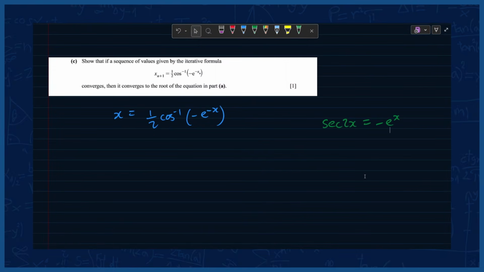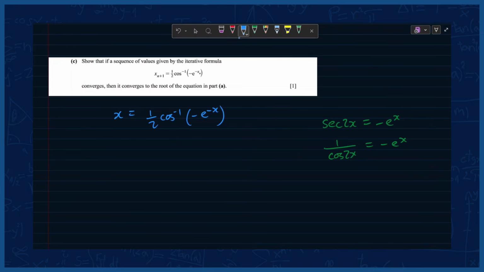Maybe just to make life easier, since they've given us something in arc cos, I will probably get to cos before I get to sec first. So I can express this, instead of sec 2x, as 1 over cos 2x is equal to negative e to the x. And so I know the target I'm aiming for is to get something in the form 1 over cos 2x. So what we can do is, clearly we've got arc cos, so we eventually want to make this into just normal cos without the minus 1.